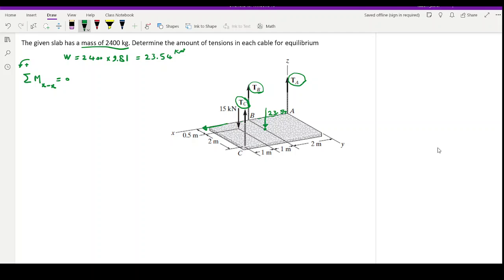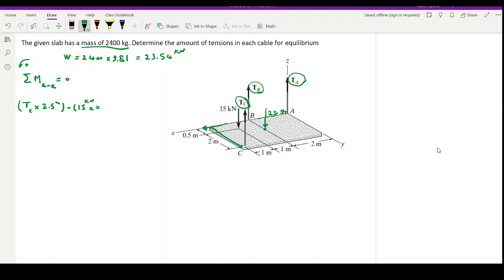It's up to you. You can assume whether clockwise is positive or counterclockwise. It doesn't matter. Now, the forces that I have is TC, and the distance from x-axis for TC is 2.5 meters. So TC times 2.5. This is 2.5, the distance from TC to x-axis. And it's acting in the positive direction. Then I have two known forces. One is 15 kilonewton and one is 23.54. And they are going to act in the opposite direction.